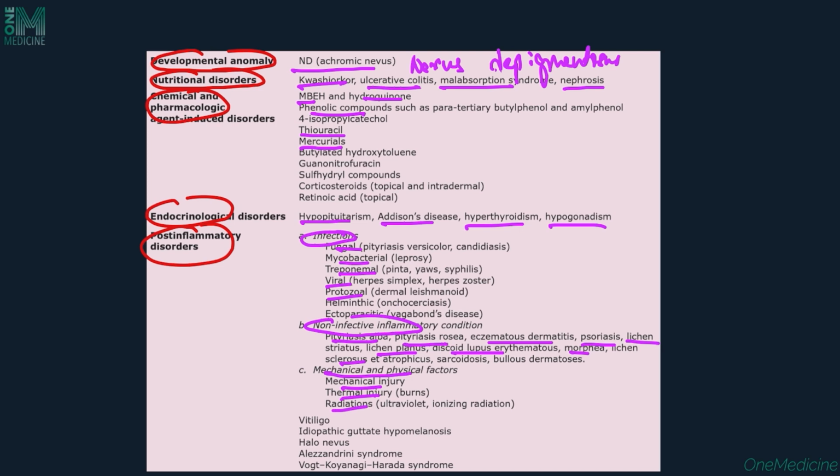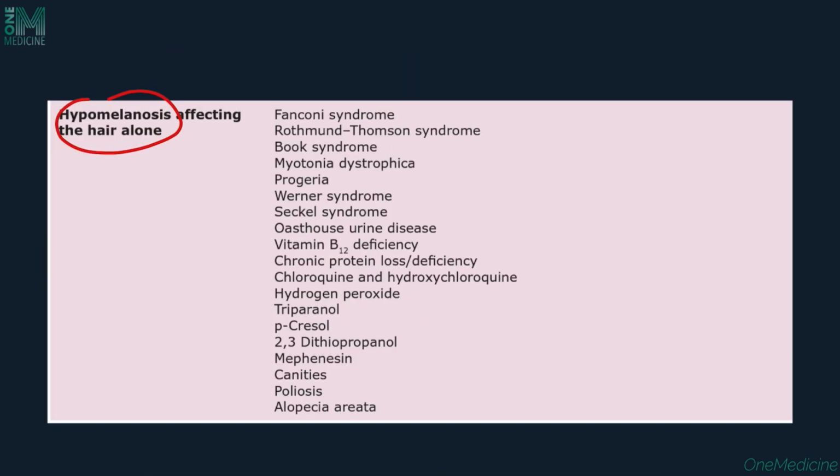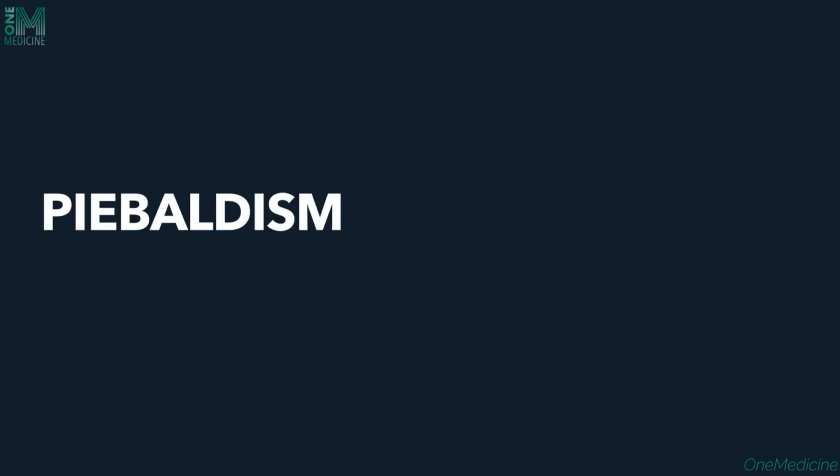Other important disorders like vitiligo. Then we have idiopathic guttate hypomelanosis, halo nevus, Alezzandrini syndrome, Vogt-Koyanagi-Harada syndrome. Only affecting hairs, we have Fanconi syndrome, Rothmund-Thomson syndrome, Book syndrome, myotonic dystrophy, progeria, Werner syndrome, Seckel syndrome. So all of these are the various syndromes which are associated with pigmentary disorders. We'll talk about certain genetic disorders now.